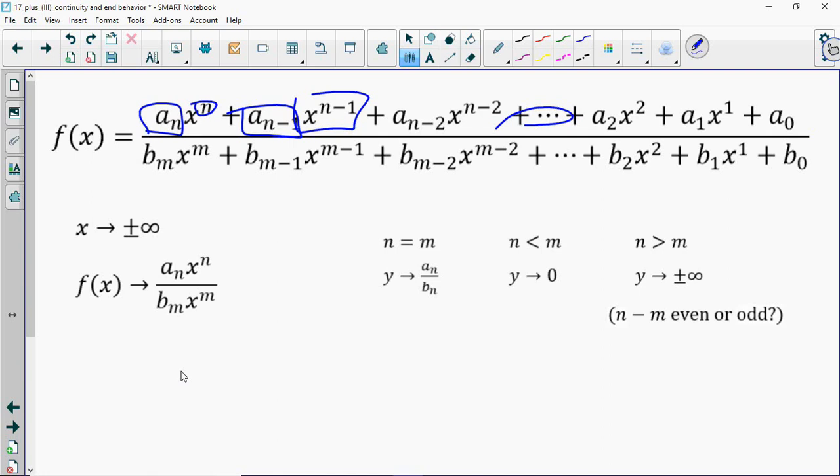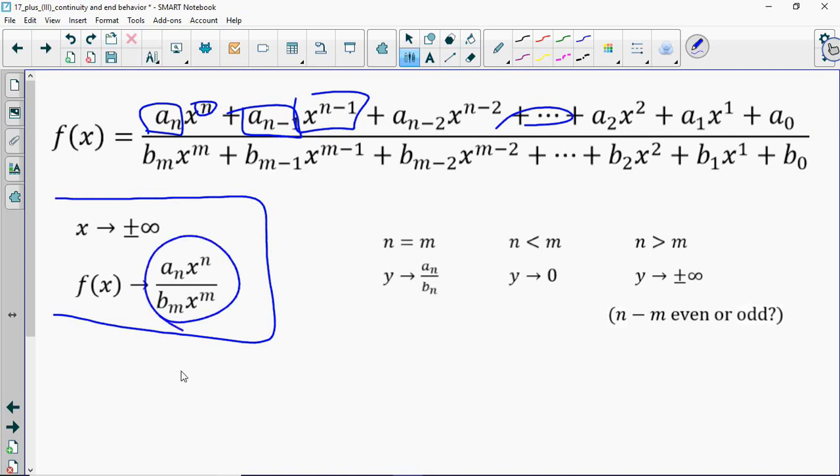So as I consider what happens when x goes to plus or minus infinity, my function gets simplified down to just being the leading terms. So the terms in the numerator and the denominator with the highest degree. That's what we got there. And then, if it turns out that those exponents are the same, if n is equal to m, then our y value is going to settle in on the horizontal asymptote, which is just the ratio of the coefficients of my leading terms.